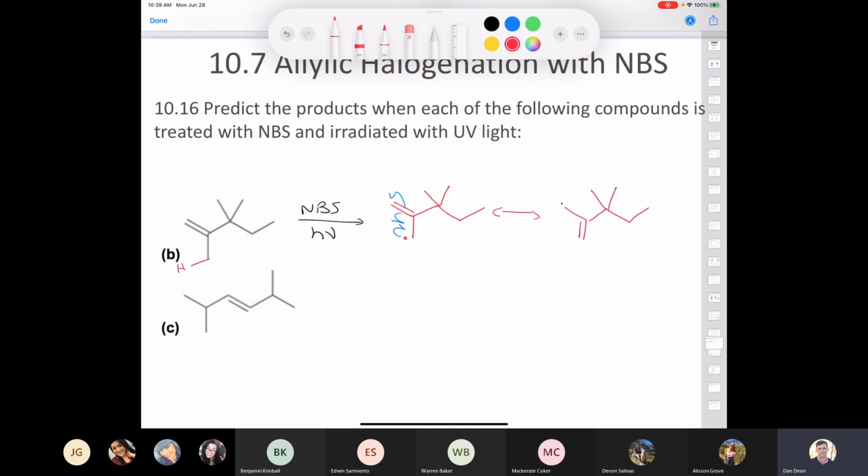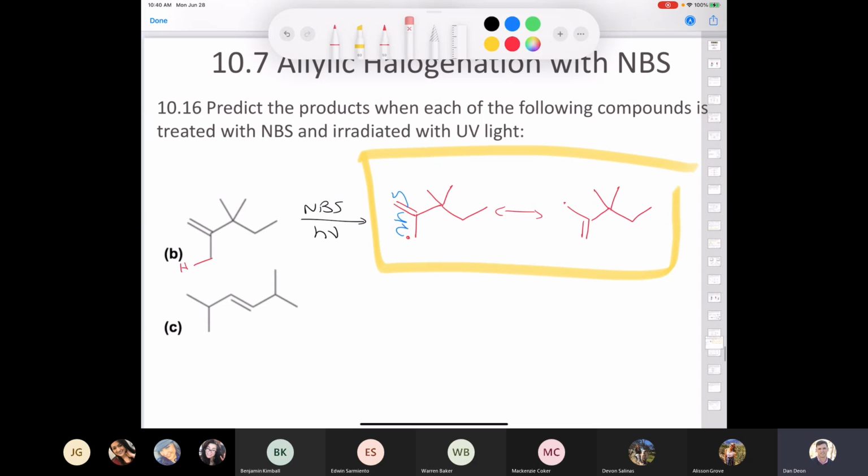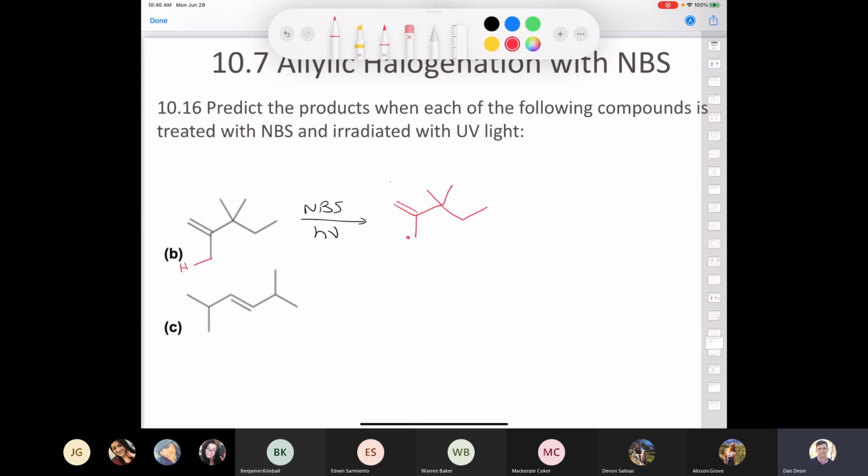Could anybody tell me what the relationship is between these two resonance contributors in the yellow box? What would be the relationship between these two? They're identical. Exactly. Thanks, Mackenzie. They're 100% the same. And so I'm going to delete the second one since it's the same as the first, right? So we're going to just have that as our only intermediate. Okay, and then that's going to undergo the halogen abstraction to make this compound. So you just get the allylic bromination occurring. And that's it.